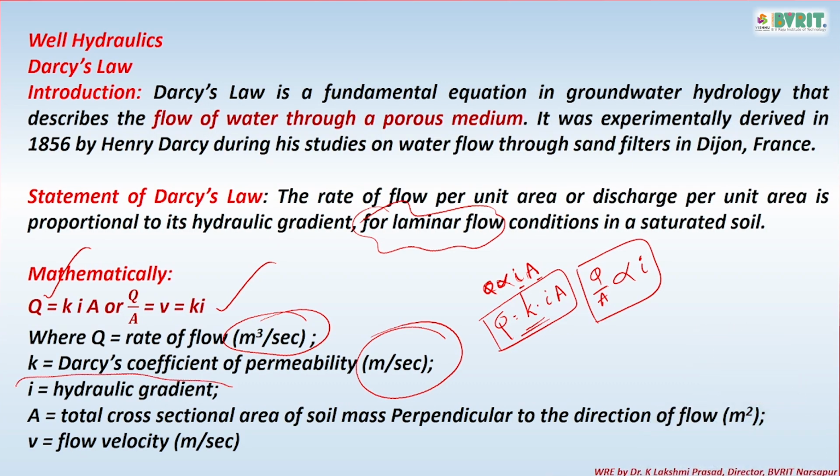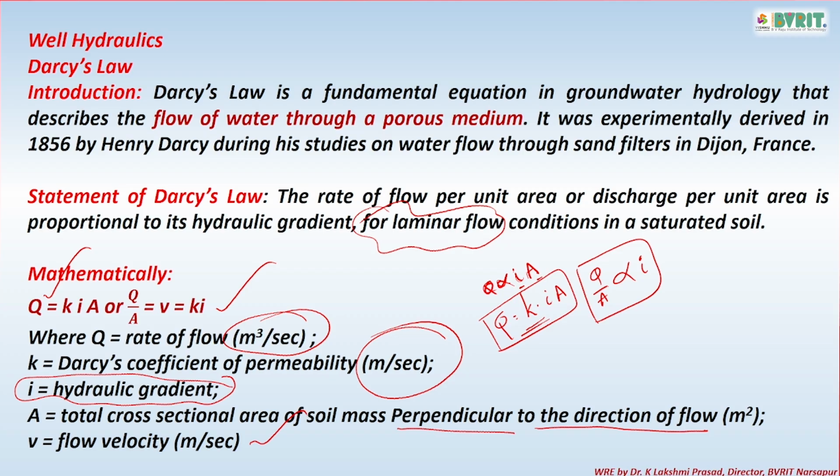The next one, I, is the hydraulic gradient. A is the total cross-sectional area of the soil mass perpendicular to the direction of flow. If this is the soil mass, it is the area perpendicular to the flow direction. Please remember, the cross-sectional area of the soil mass perpendicular to the flow direction is what we call the area of cross-section. V is flow velocity.